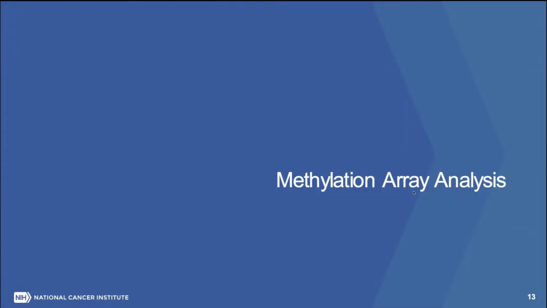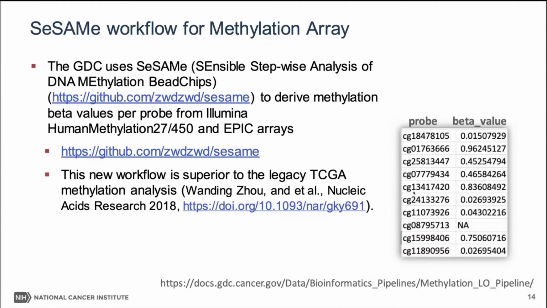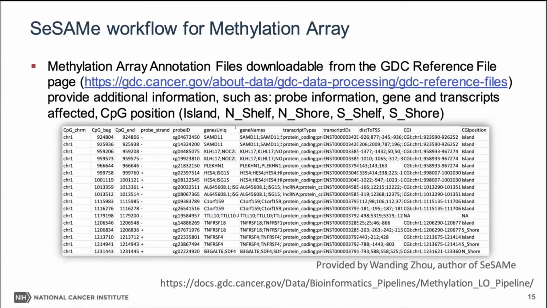Okay, the second array type I'm going to talk about is the methylation array. The methylation array is also a TCGA classic array type. In TCGA, there are 2 subtypes. One is Human Methylation 27, and the other is 450, which have 27,000 probes and 450,000 probes. Both are chips from Illumina. And later, Illumina released a new chip called the EPIC array that has 850,000 probes.